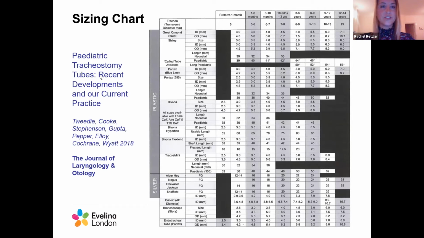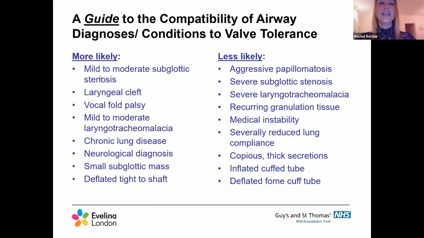This is from the Paediatric tracheostomy tubes, recent developments, and our current practice paper in the Journal of Laryngology and Otology, which I recommend everyone go check out. A guide to the compatibility of airway diagnoses and conditions that may help with valve tolerance.